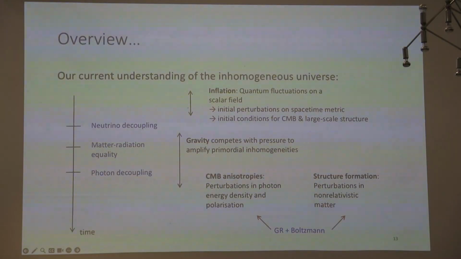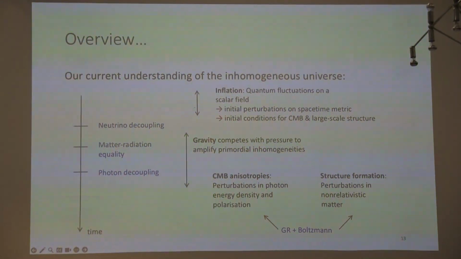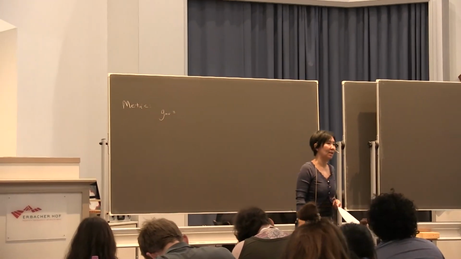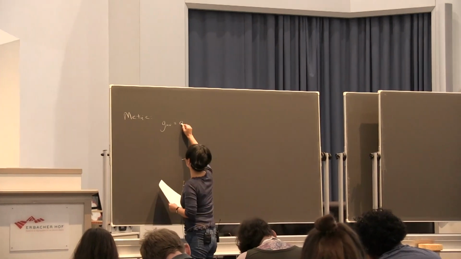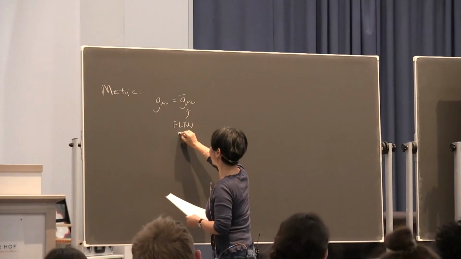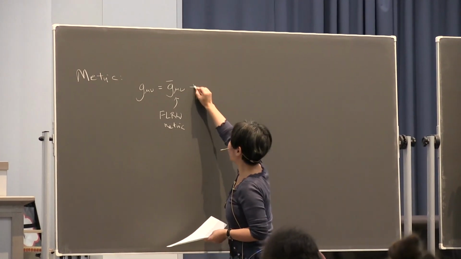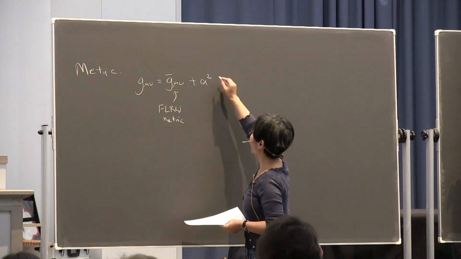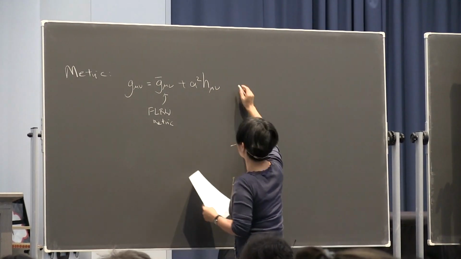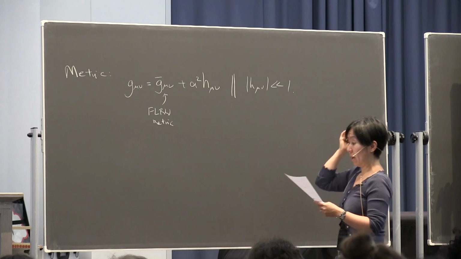Okay, so to begin with, we write down the metric. Okay, so it would be g mu nu. And since we're interested in doing perturbation theory, we can split up this metric into a homogeneous and isotropic part. So I call that g-bar mu nu, which is essentially just the FLRW metric that we saw last week. And then I tack onto that the perturbation part. So a squared, that's the scale factor, and then h mu nu. And the assumption here is that h mu nu must be much smaller than 1.